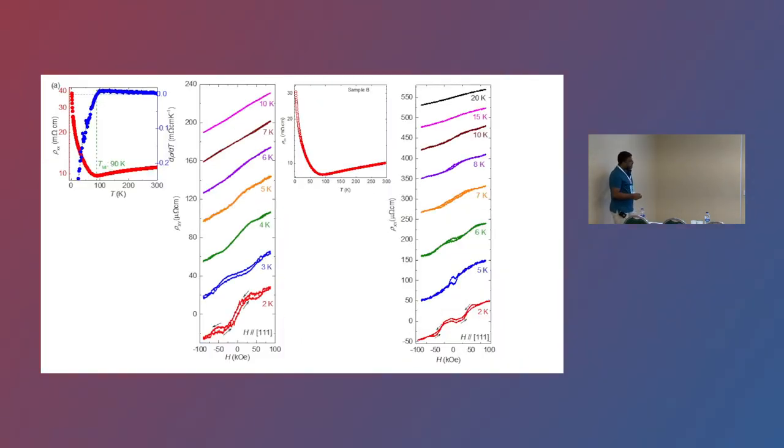An interesting thing: in addition to non-linearity, we are also getting some hysteresis at low temperature. For one sample, we got it up to 2 Kelvin; for another sample, we got the hysteresis up to almost 7 Kelvin. Whereas there is no hysteresis in the magnetization. So that is solely governed by this momentum space Berry curvature.